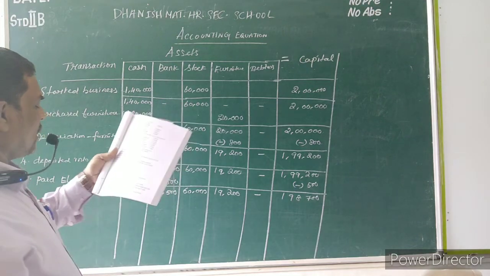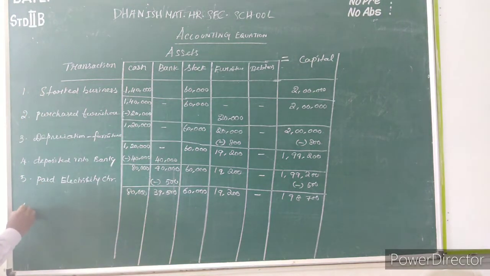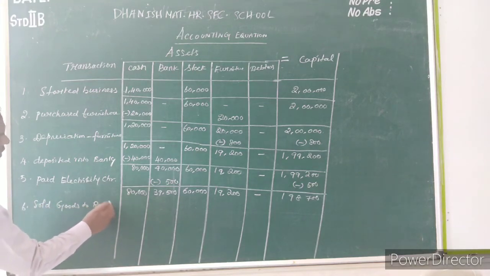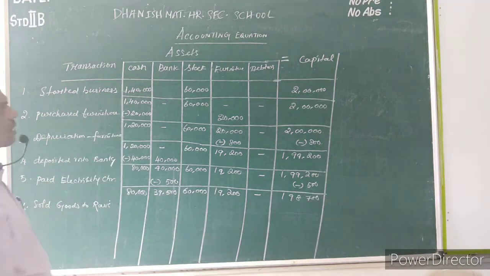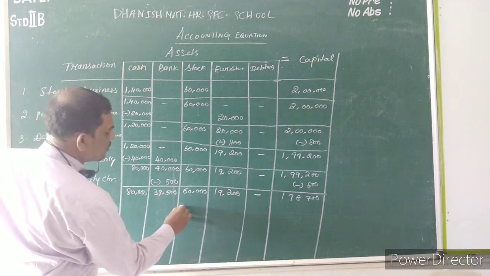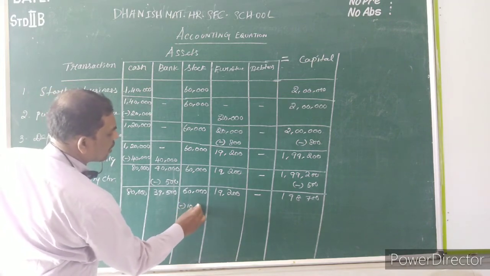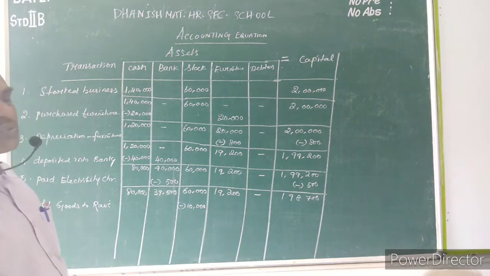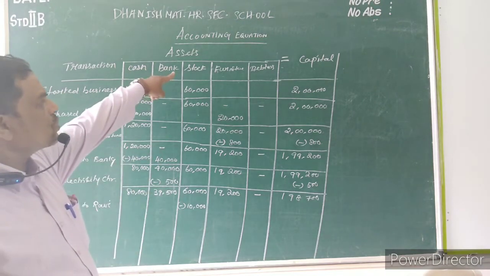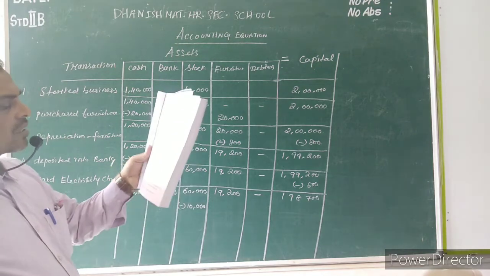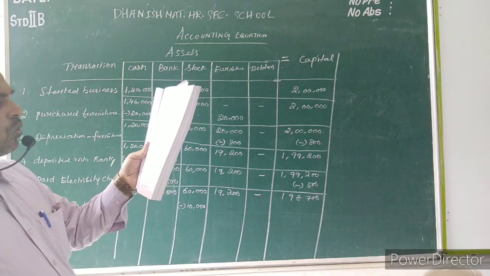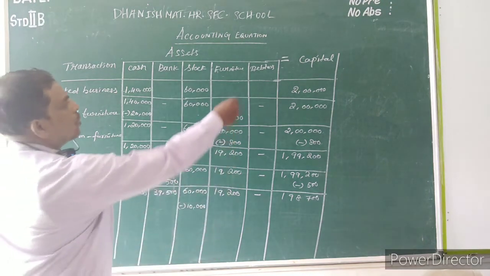Sold goods to Ravi. How much? Cost of goods is 10,000. So you have to deduct 10,000 from the stock. Goods means what? Stock. Cost of goods means you have to deduct the goods from the stock, the 10,000. This 10,000 value of goods, you are selling to whom? You are selling to Ravi.